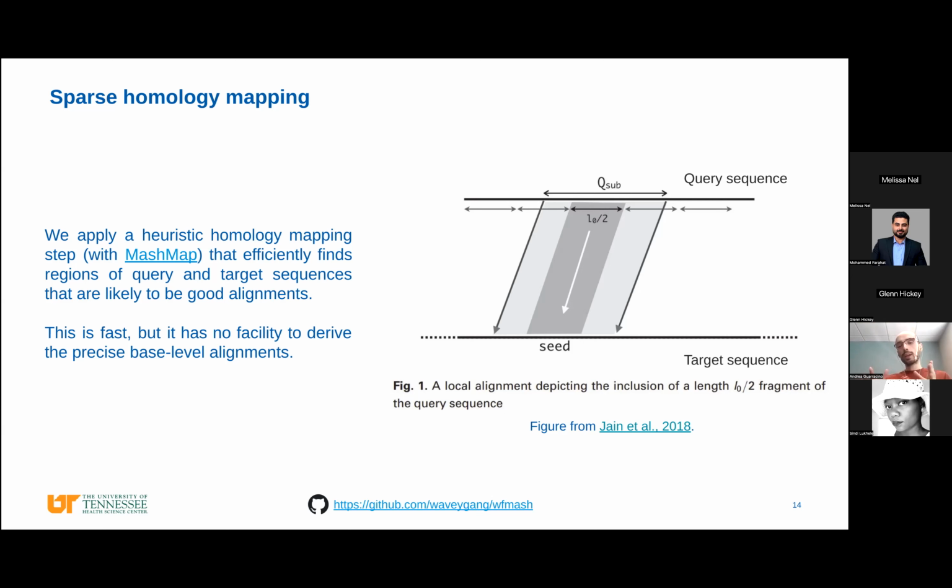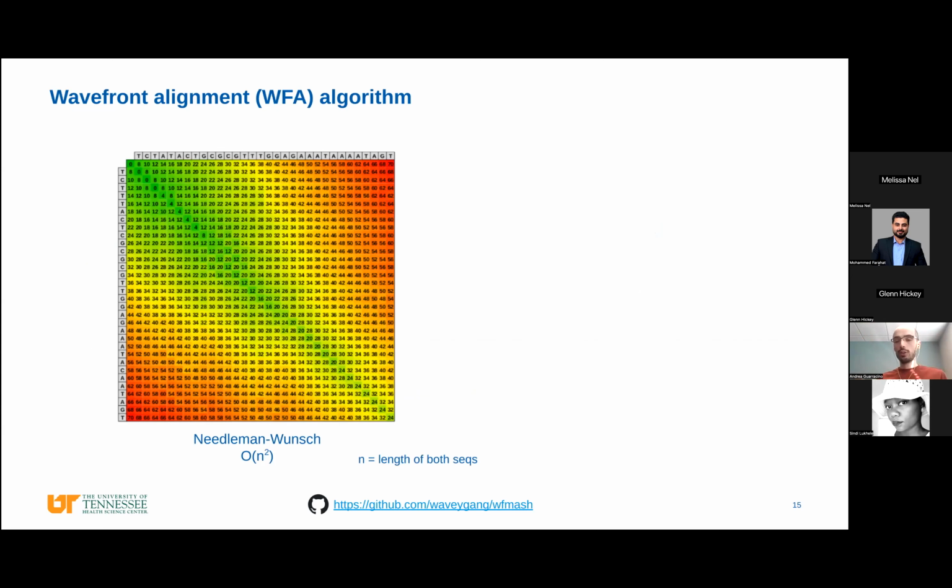So with this method, we can just identify where pairs of sequences share homologies. But we still need to really align these homologous regions. And that's the second step of double mesh. We have these regions and we need to align them.